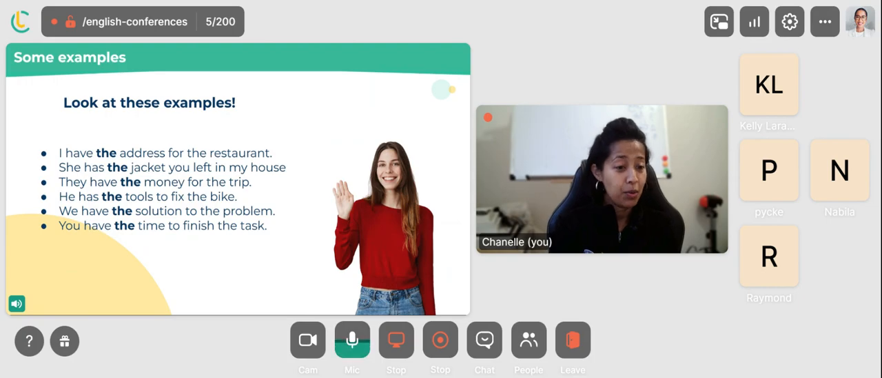So let's look at some more examples. I have the address for the restaurant. It is the address in question, very specific. She has the jacket you left in my house. They have the money for the trip. He has the tools to fix the bike. We have the solution to the problem, and you have the time to finish the task.